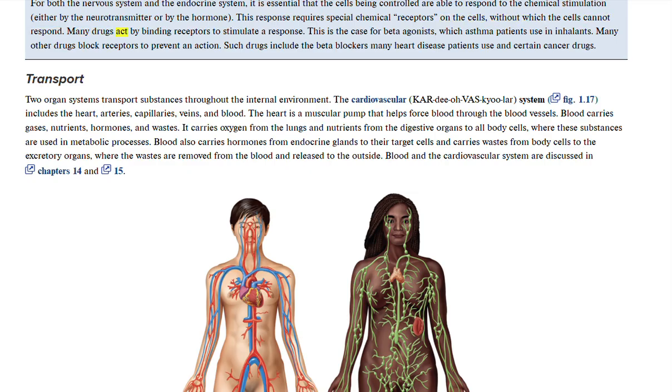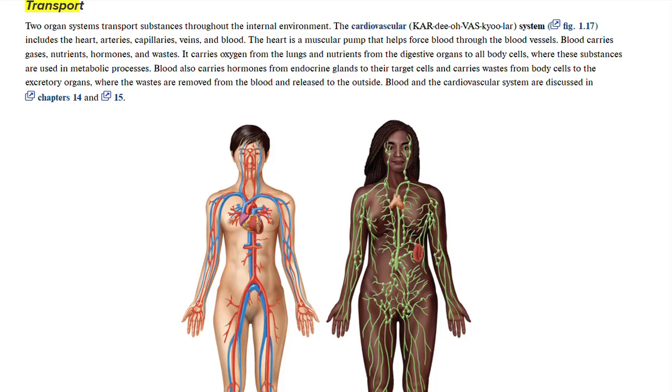Many drugs act by binding receptors to stimulate a response. This is the case for beta agonists, which asthma patients use in inhalants. Many other drugs block receptors to prevent an action. Such drugs include the beta blockers many heart disease patients use and certain cancer drugs.